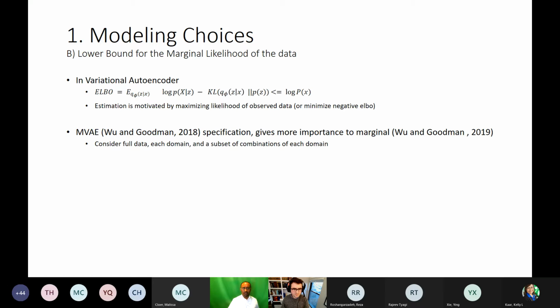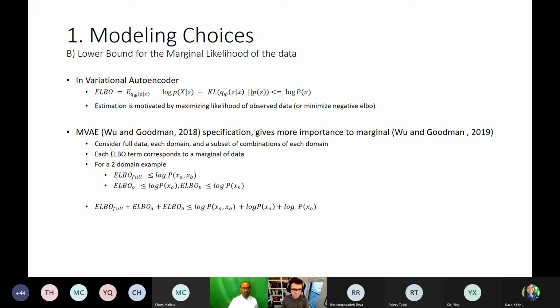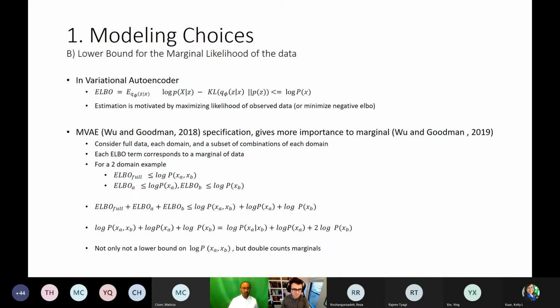But if you think about it, the original work from Wu and Goodman looks at the full data, each individual domain, and all convex combinations within that. And so each ELBO element, which is optimized, corresponds to that marginal of the data. And for a two-domain example, that basically boils down to the full and each individual domain. And as you can see, there is some bit of redundancy in the ELBO structure. It's not only not a lower bound on this, but it double counts the marginals here.